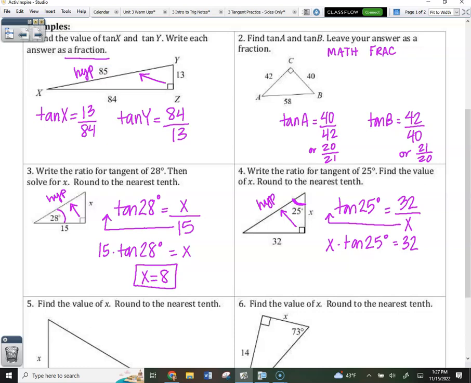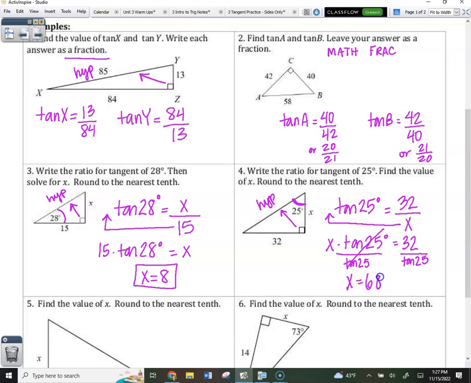X is not by itself. I've got to move this by division to both sides. I'm dividing on both sides. And that's what you type in your calculator. 68.7. No, 6. Yeah, 6, okay.